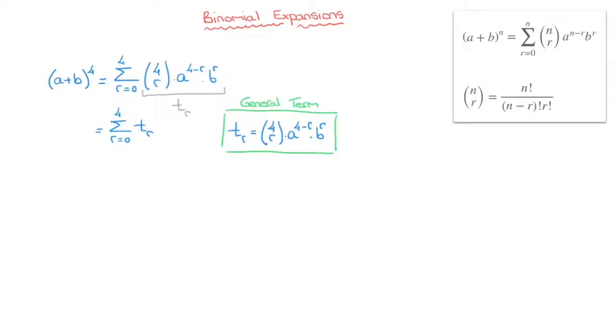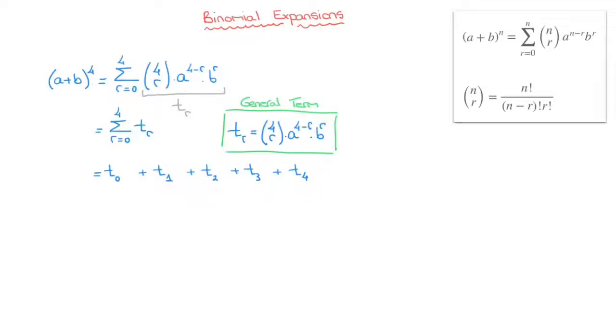I now take care of this sum, and each of the terms of the sum is obtained by replacing the r inside our general term by all of the integer values between 0 up to and including 4. In other words, that's equal to t of 0 plus t of 1 plus t of 2 plus t of 3 plus t of 4. Now that that's done, I need to find an expression for each of these 5 terms inside the expansion.